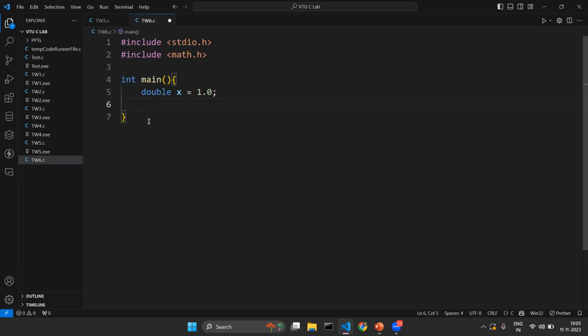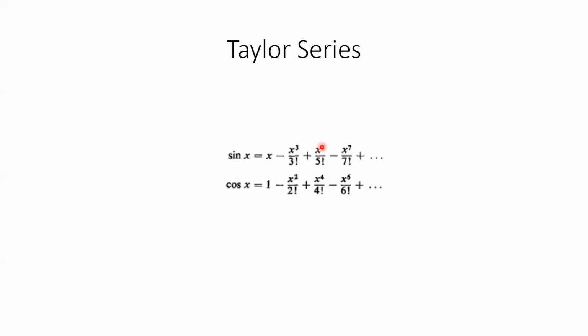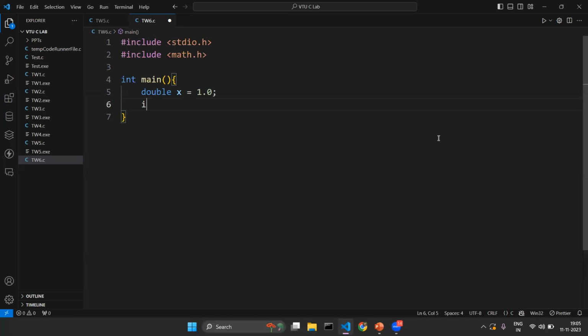And in the Taylor series, as you know, Taylor series is infinite terms. But for our calculation, we need to have some boundary. So we will also take it as int terms. Terms is a variable which contains the number of terms we need to calculate in the Taylor series expansion. Let's say it as a 10.